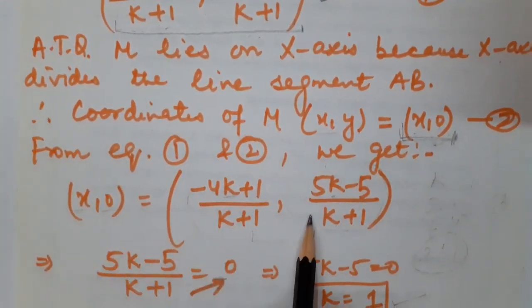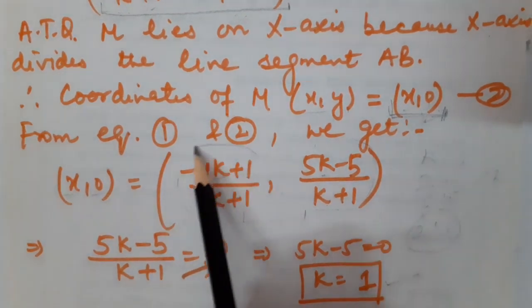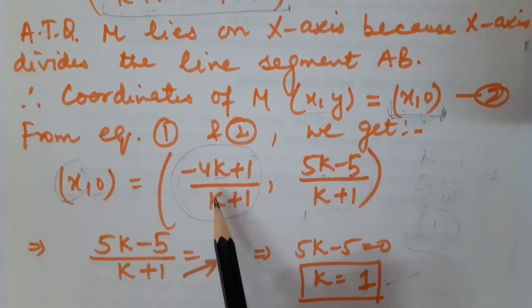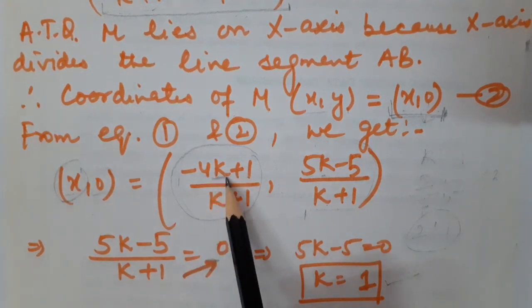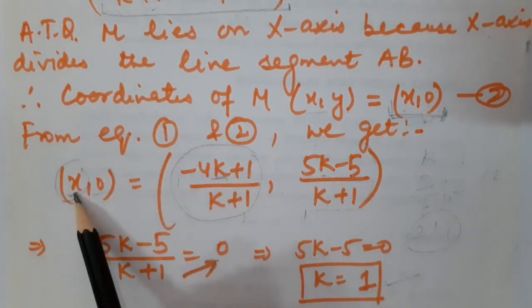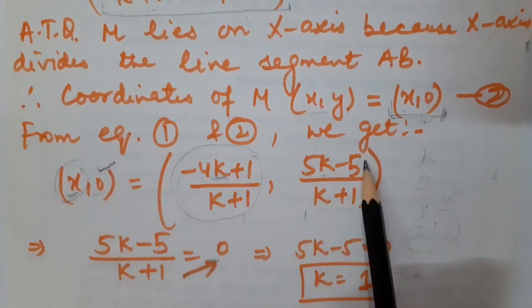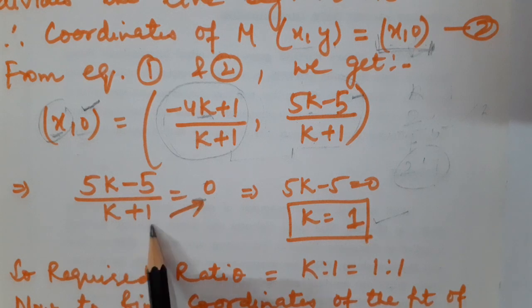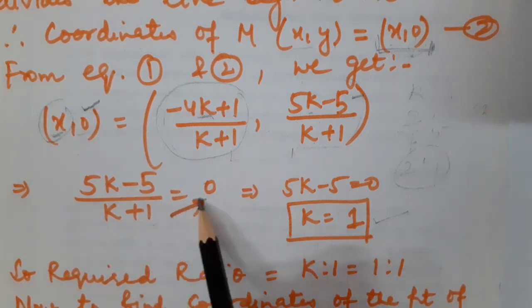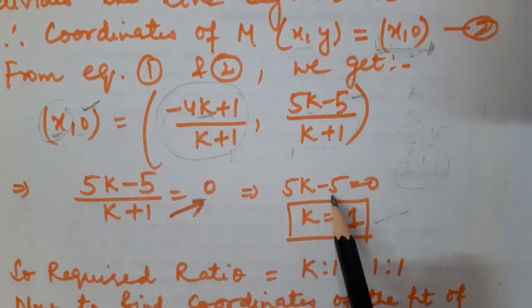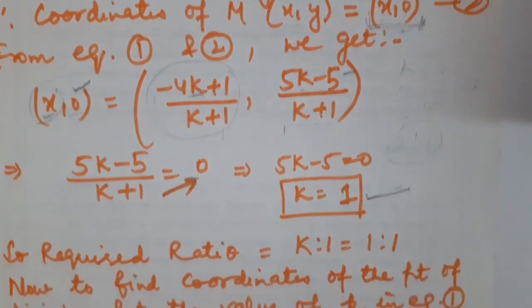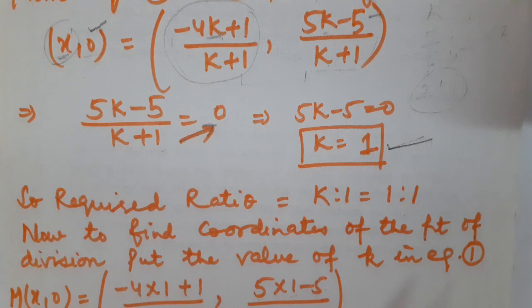After equating them, children, if you put this abscissa equal to this abscissa, you will not be getting anything. Why? Because here k is present, which is an unknown variable, and here x is present. So let us take both the ordinates equal. So I have got (5k minus 5) upon (k plus 1) is equal to 0. While cross multiplying, 5k minus 5 is equal to 0, that is k is equal to 1. So what is the required ratio? That is k ratio 1, which is 1 ratio 1.